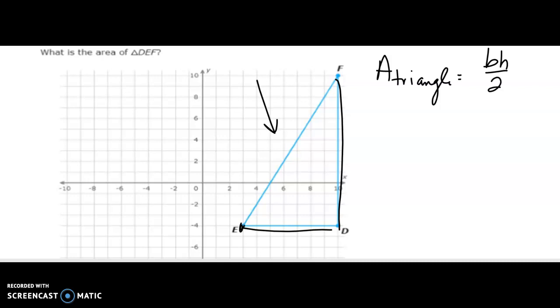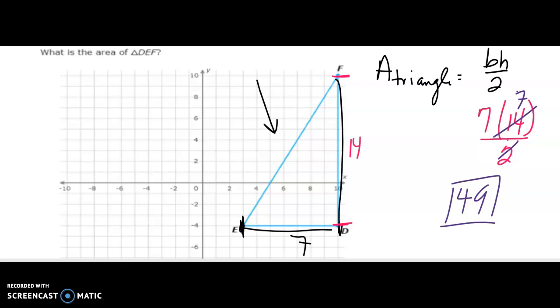So here is from 3 to 10, so that is 7. From -4 to 10 is 14. So the base is 7 and the height is 14, and then I'm going to divide by 2. So I can either multiply 7 and 14 and then divide by 2, or I can reduce the 14 and 2, and get 7, and 7 times 7 is 49.